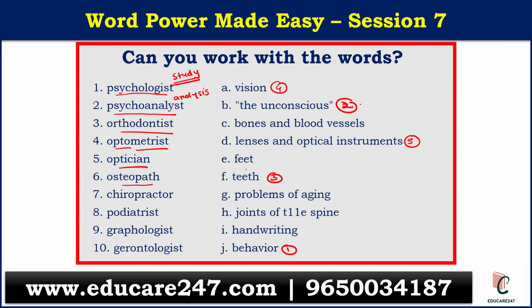Osteopath. Osteopath was correcting the spine problem, and the joints of spines, so joint problem was detected by the chiropractor, and the bones and the blood vessels with pressure, who was seeing it? So he was the osteopath. So osteopath will be here, bones and blood vessels, and chiropractor will be relating to joints of tilted spine. So here we have the seventh one. Next we have the podiatrist. Podiatrist is directly relating to feet. Graphologist is relating to handwriting. Quite simple. Gerontologist will be the people of aging or old age. So 10th one is here.